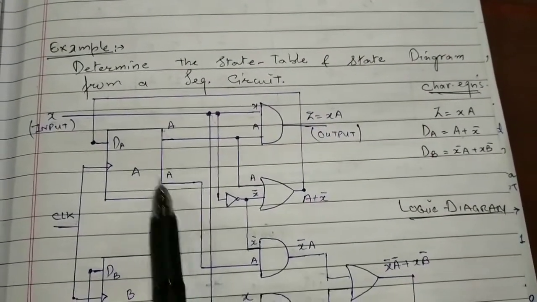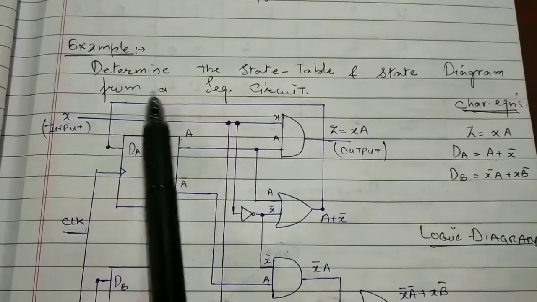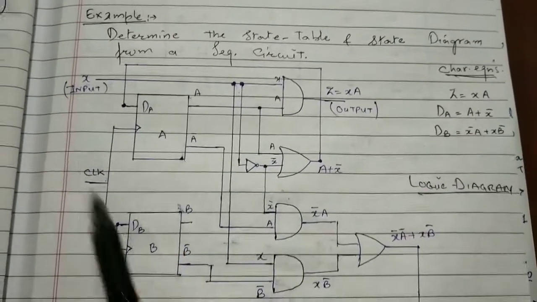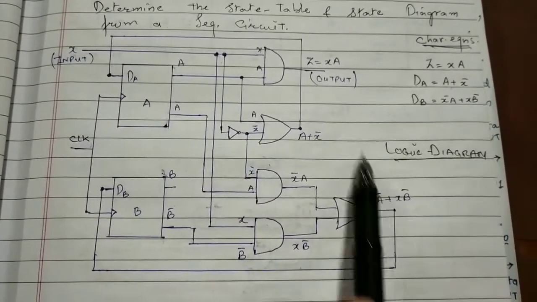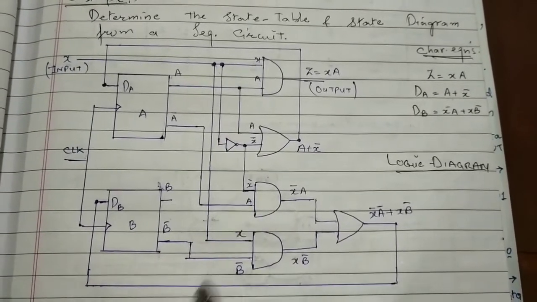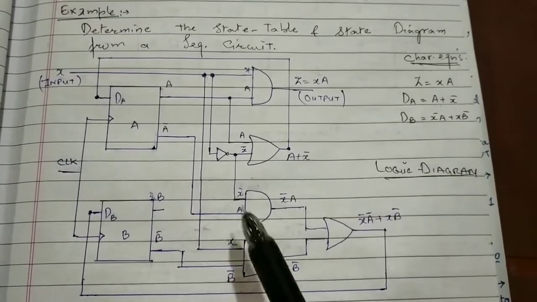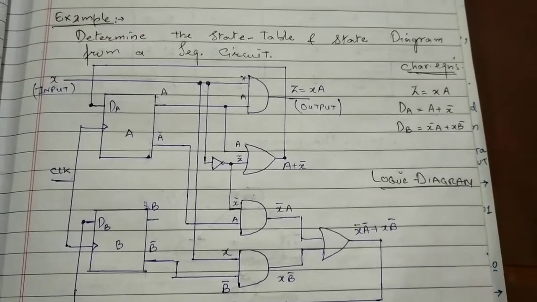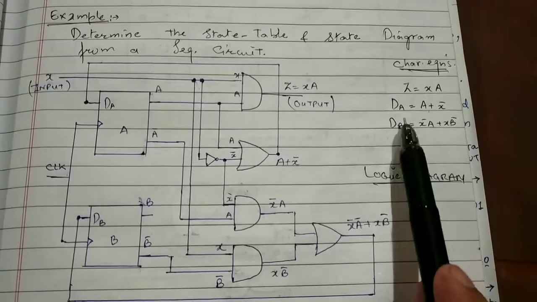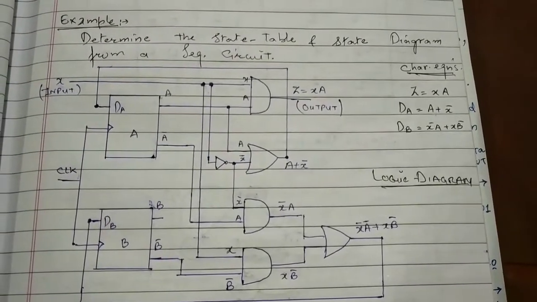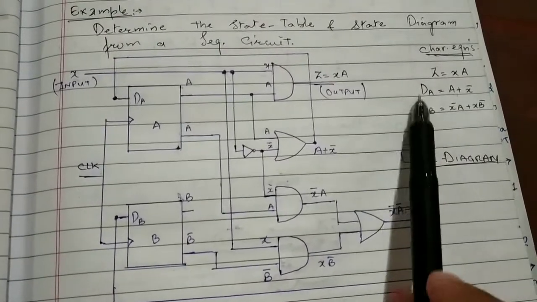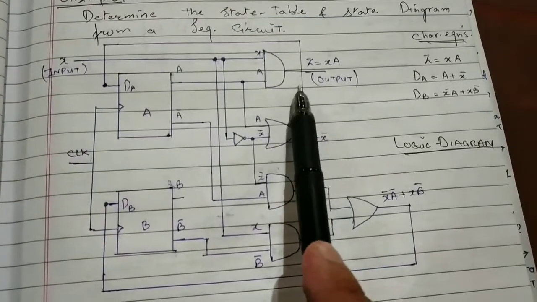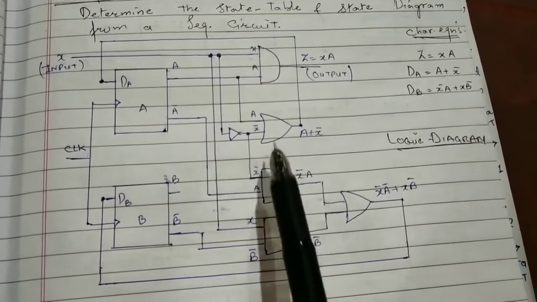Let us take an example: determine the state table and state diagram from the sequential circuit. We are given the sequential circuit and the characteristic equations, and from these characteristic equations we can determine the state table. If we are not given the characteristic equations, we can simply determine the equations from the sequential circuit.